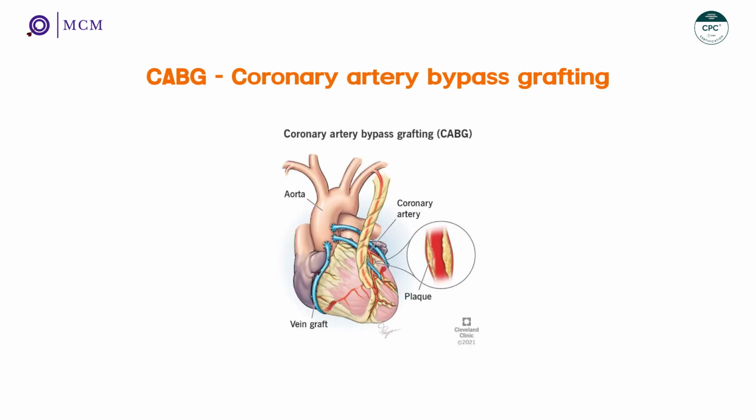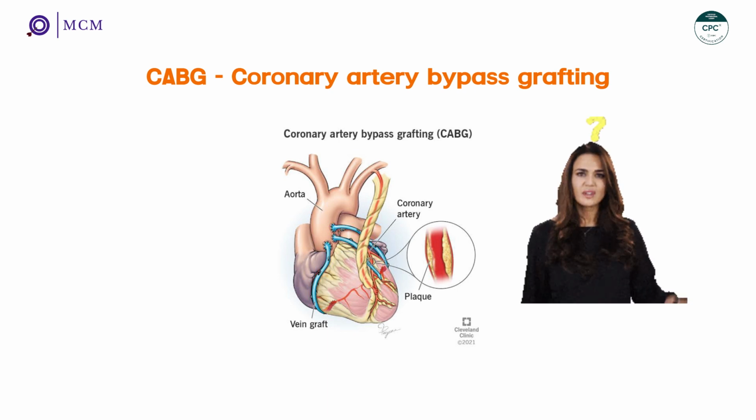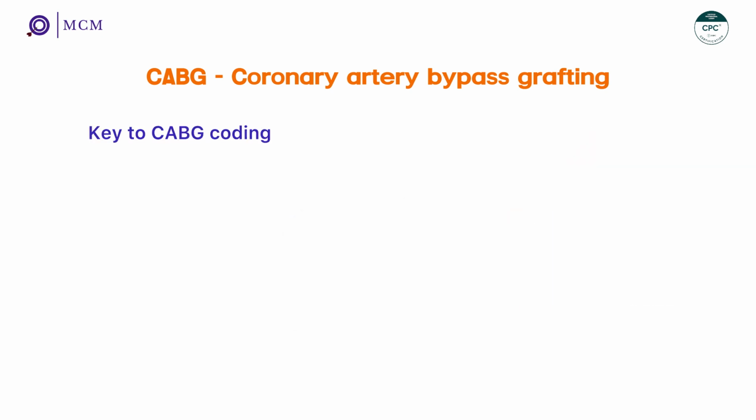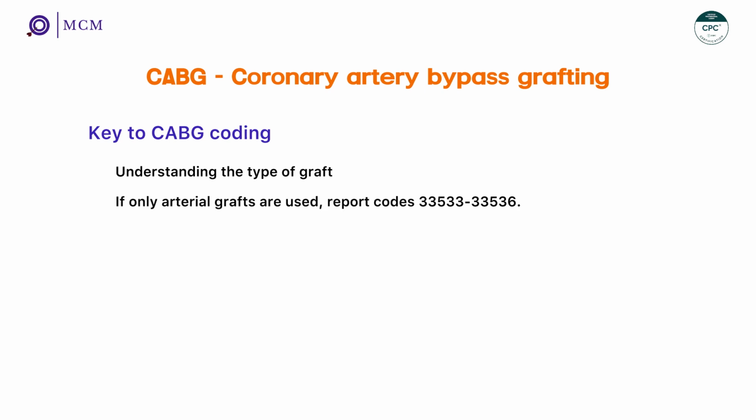2. CABG, coronary artery bypass grafting. CABG is a life-saving procedure used when coronary arteries are blocked. But are you coding it right? That's where things get interesting. The key to coding CABG correctly is understanding what type of graft was used. A lot of coders go straight to the number of grafts and pick a code, but the real trick is checking the type of graft first. If it's arterial alone, one code. If it's venous alone, another. If it's both, you need two separate codes.